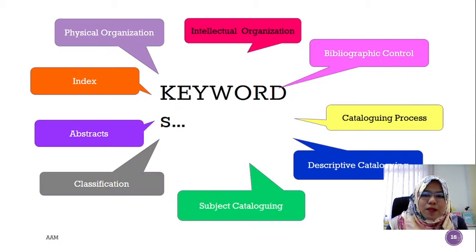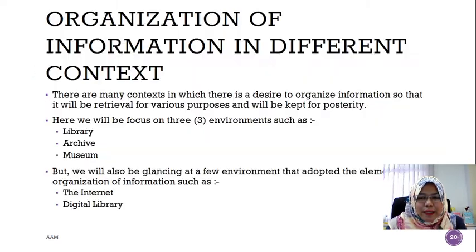Okay, so these are the keywords related to the organization of information. In different contexts, there are many contexts in which there is a desire to organize information so that it will be retrievable for various purposes and will be kept for posterity. Here we will focus on three environments: library, museum, and archive. But we will also glance at a few other environments that adopted the element of organization of information, such as the internet and the concept of the digital library.